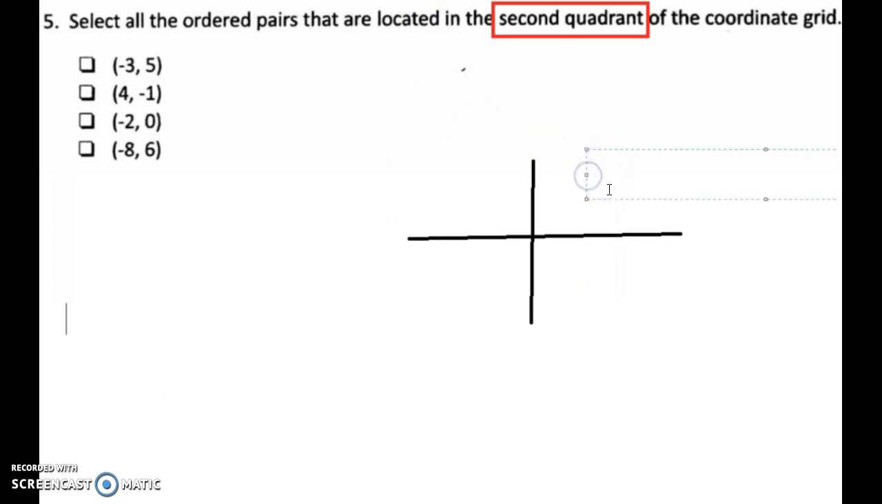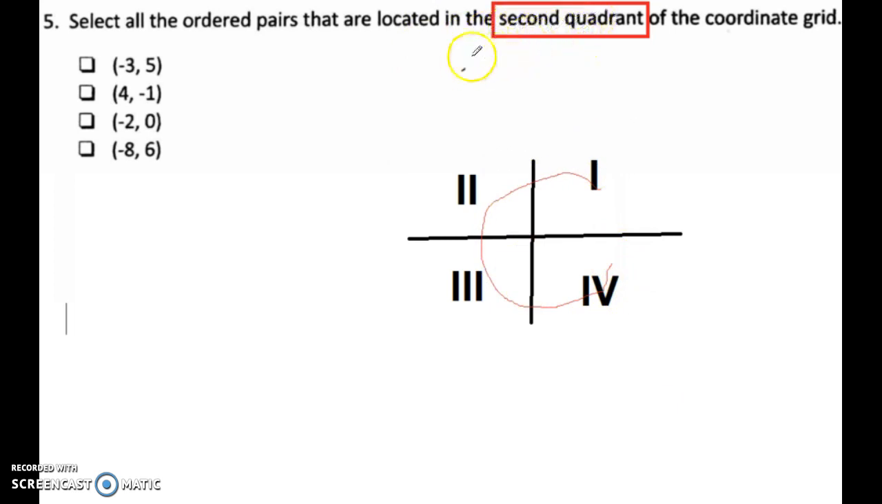We have quadrant 1, quadrant 2, and I'm sorry, these don't look like Roman numerals, but it's the best I can do. Quadrant 3 and quadrant 4, right? Think of that big C. It's gonna be easier if I draw it. The big C, right? 1, 2, 3, 4. Big C. Now we're looking for the ones that are in quadrant 2, right?